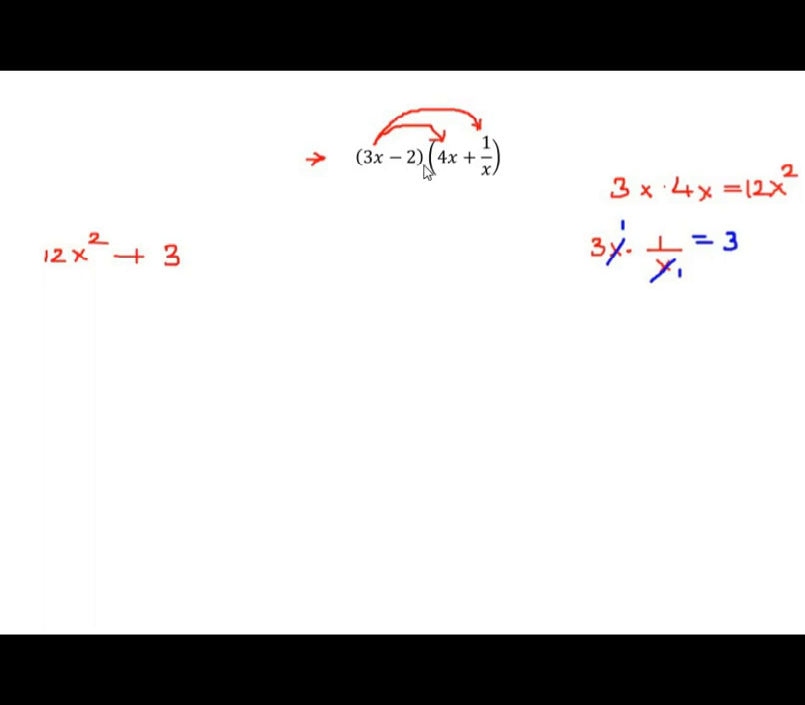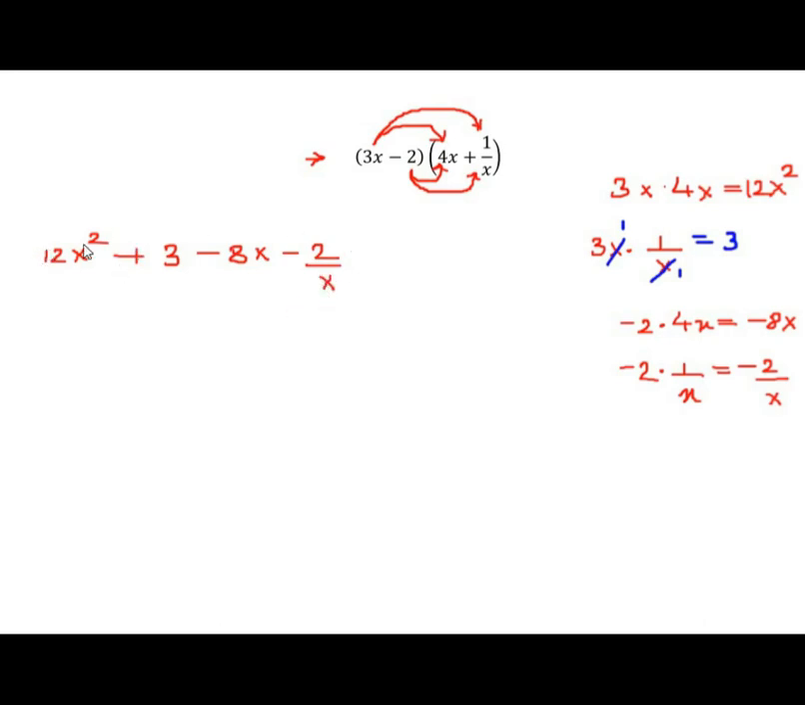Let us multiply negative 2 with positive 4x. So we have negative 2 multiplied with positive 4x. So we get here negative 8x. So we have our next term as negative 8x. Finally, we have to multiply negative 2 with 1 over x. So we have negative 2 multiplied with 1 over x. So we get it as negative 2 over x. So let us write it here as negative 2 over x.